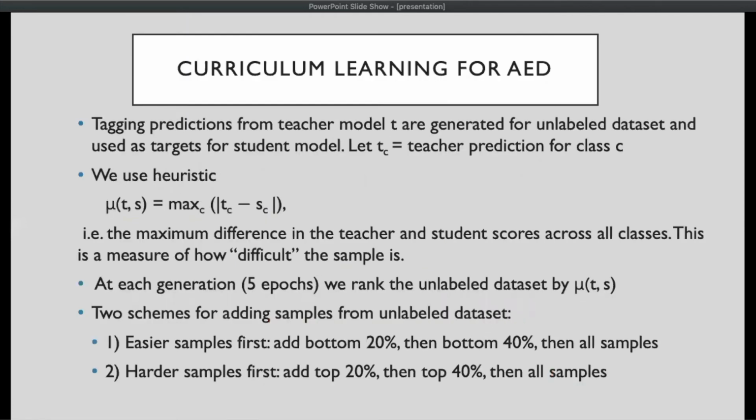For the curriculum learning, the basic idea is that we gradually introduce different samples from the unlabeled data set to training. Each generation is 5 epochs long, and we rank the difficulty of each sample using a simple heuristic, which is the maximum difference between the teacher and student scores across all classes. In the easier first scheme, we add the bottom 20% scored samples first, and then the bottom 40%. And in the harder samples first scheme, we do the reverse.